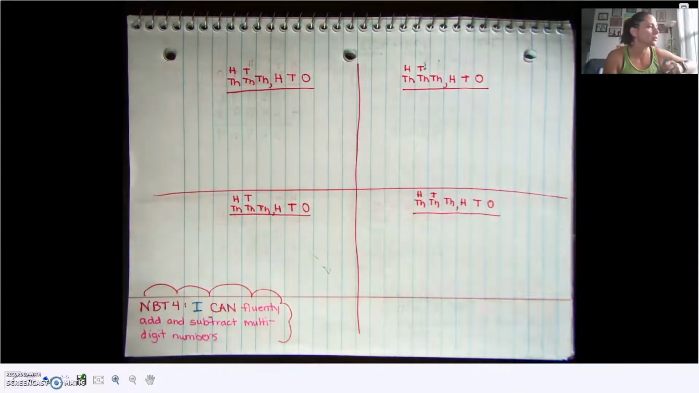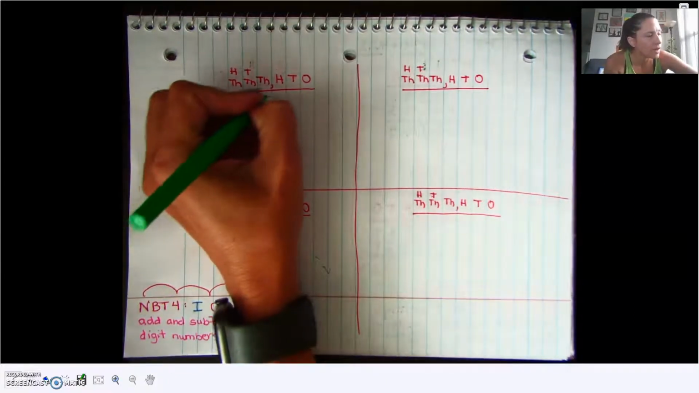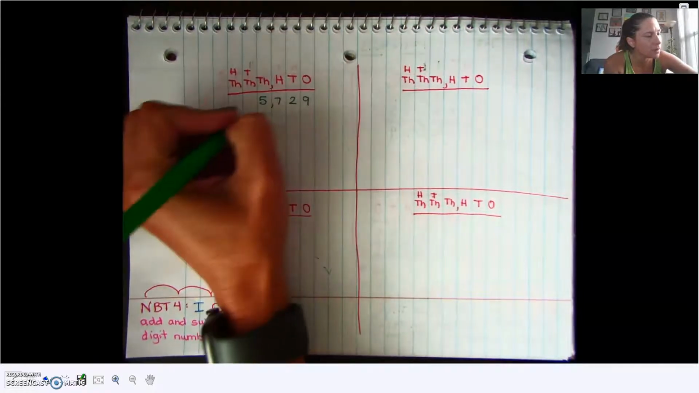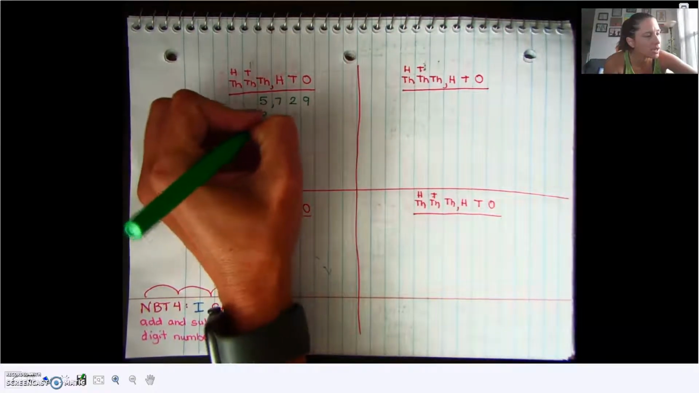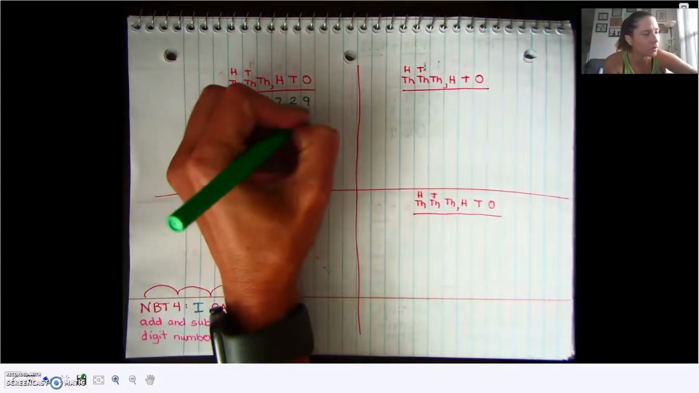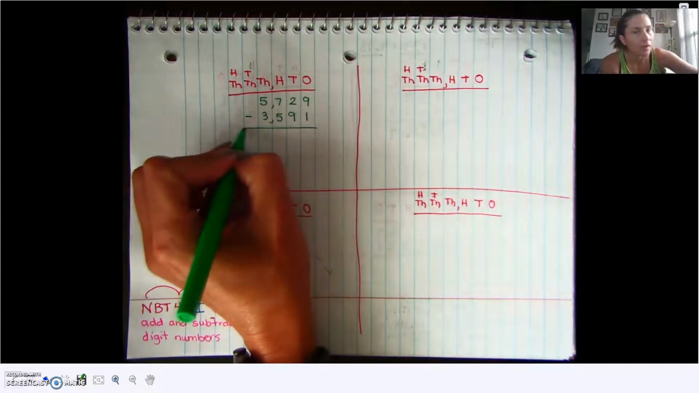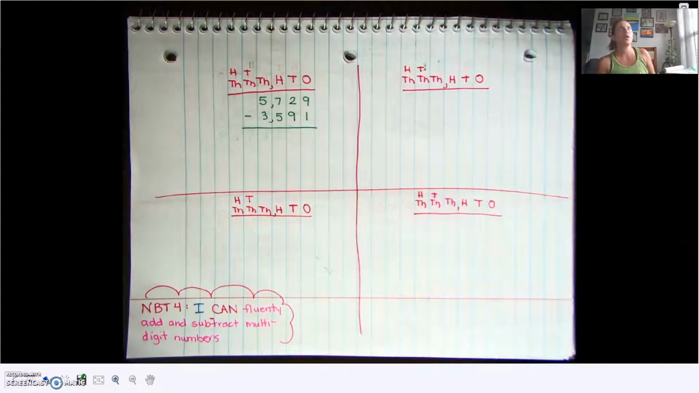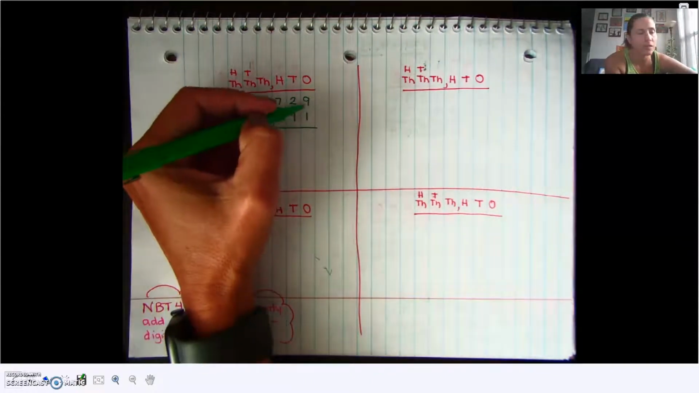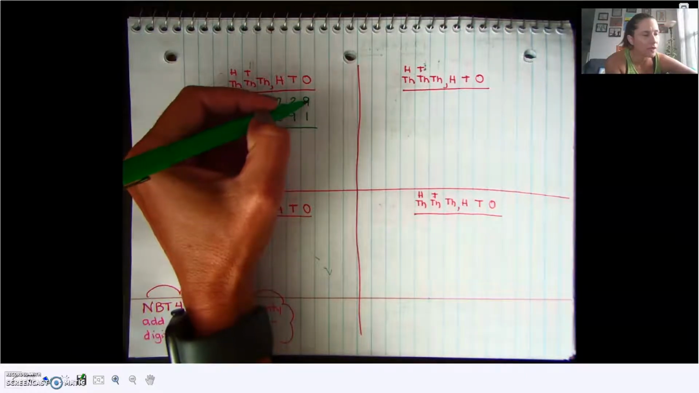So our first problem is going to be 5,729 minus 3,591. Now the trick with subtraction is we always have to ask ourselves, is the top number bigger? If the top number is bigger, we just subtract. And so we have 9 minus 1 is 8.